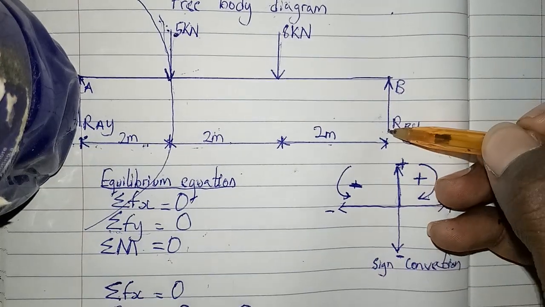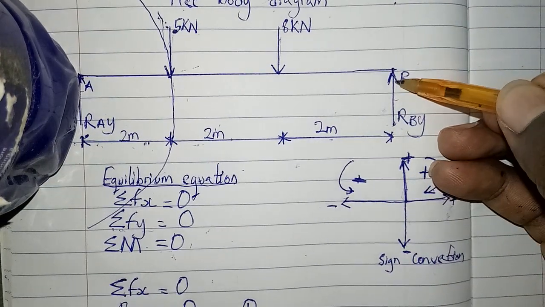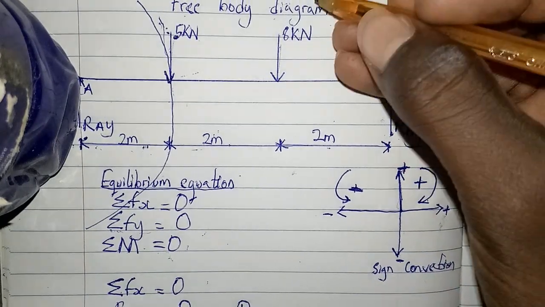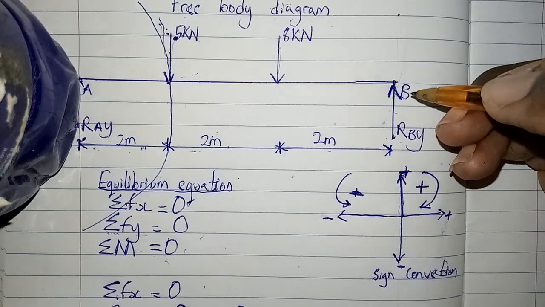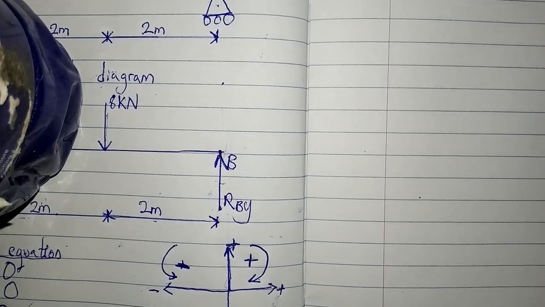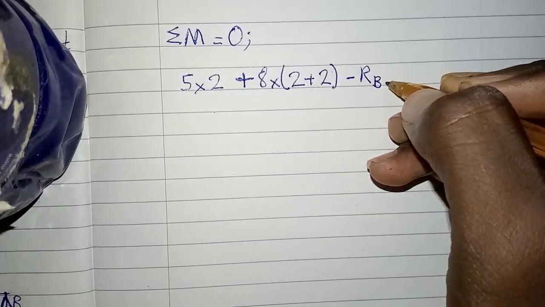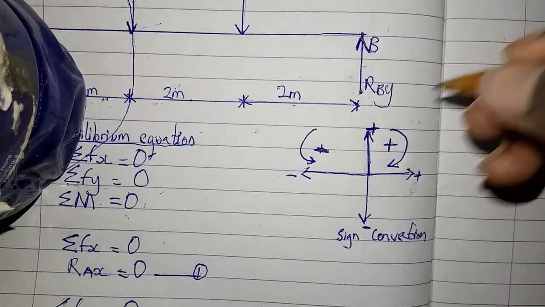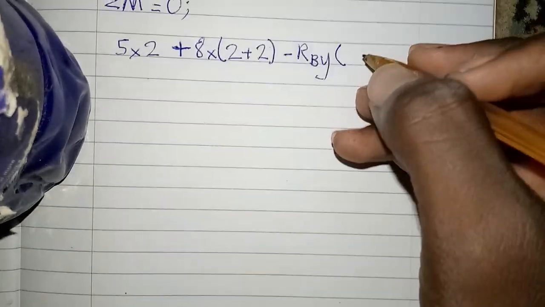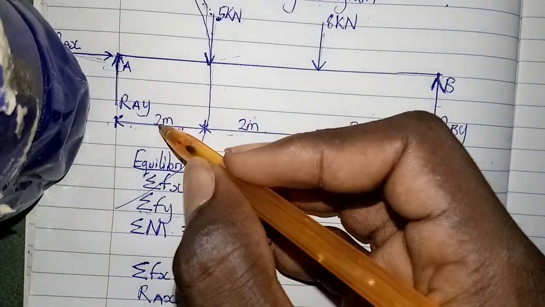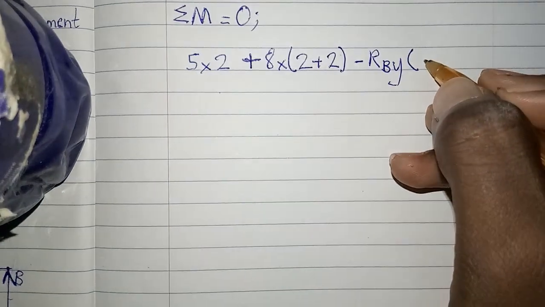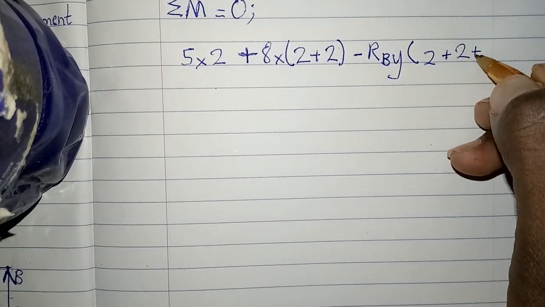The next force is this one. It's going upwards. The arrow is pointing upwards, which is the anti-clockwise direction. So it will be negative RBY, because it's going anti-clockwise, times the distance. The distance from here to the point is 2 plus 2 plus 2.